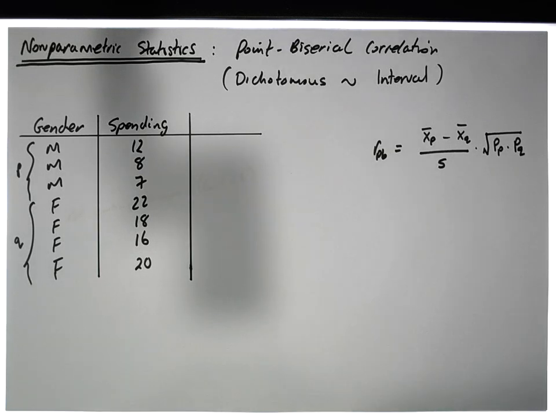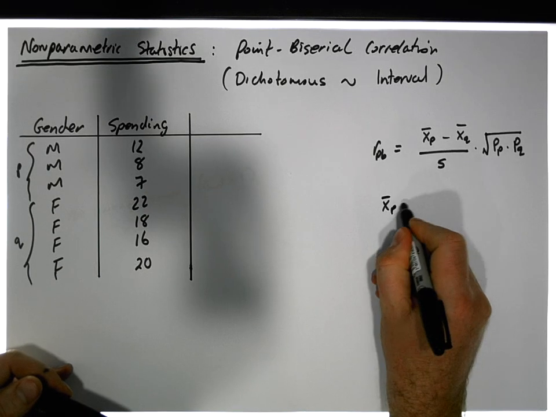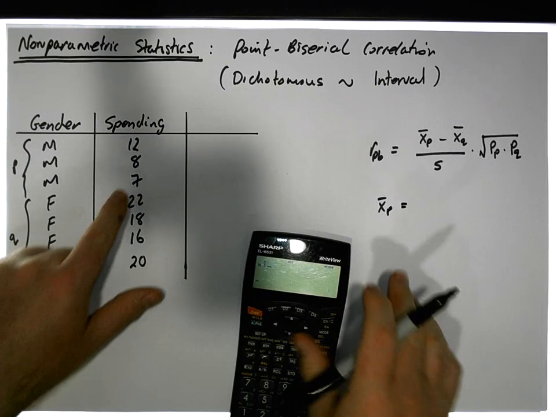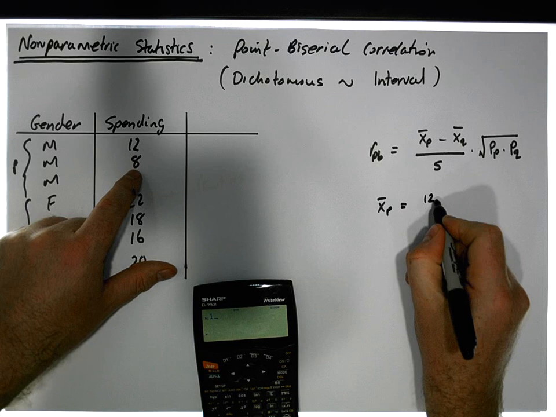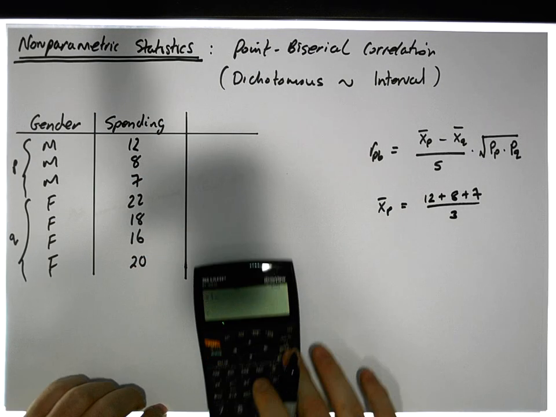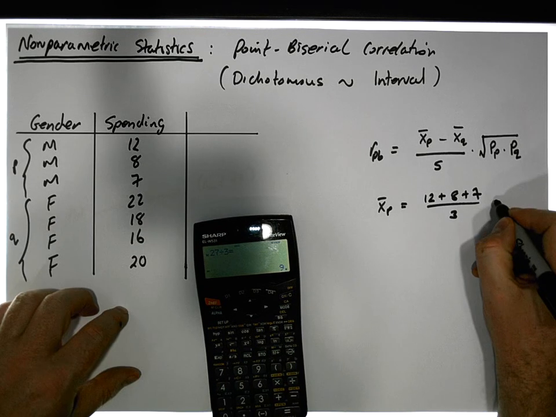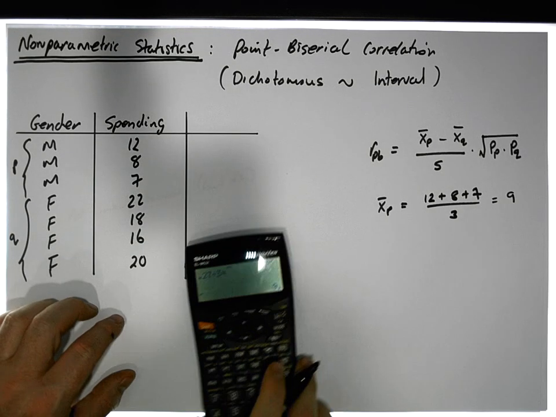So let's calculate the mean values first. X̄P is the average for the males, and I'll write this out in detail. It's 12 plus 8 plus 7, divided by 3. That's 27 divided by 3, so the average is equal to 9.